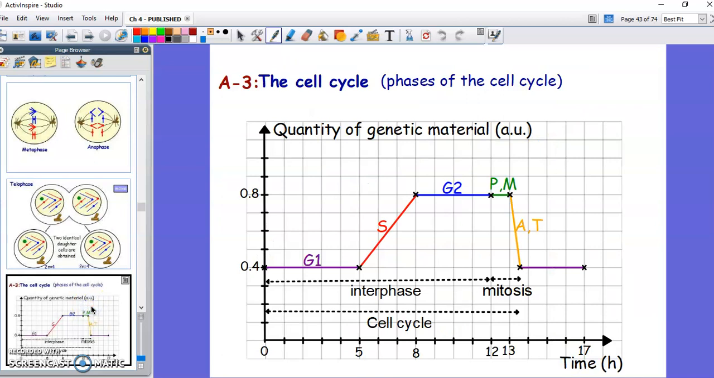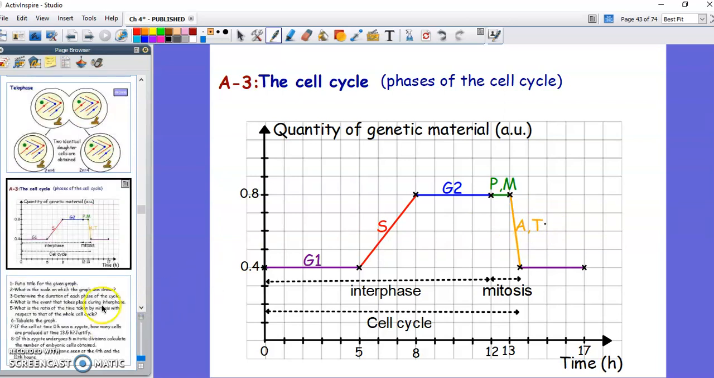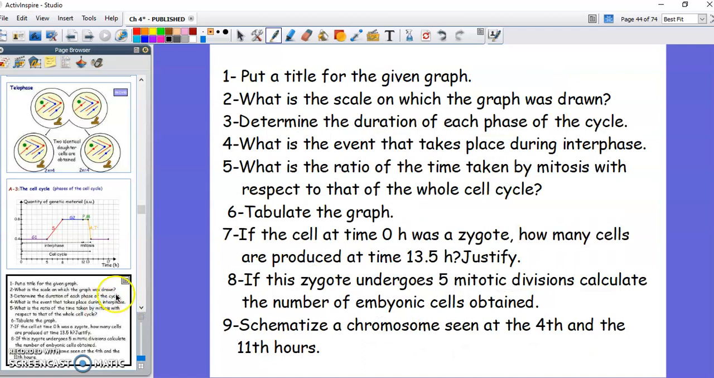Now, this graph represents the quantity of the genetic material during time of a cell cycle. It shows the phases of a cell cycle. And as we said before, the cell cycle is made up of interphase followed by mitosis. Mitosis is made up of P, M, A, T: P for prophase, M for metaphase, A for anaphase, and T for telophase. Let's answer the questions that follow this graph.